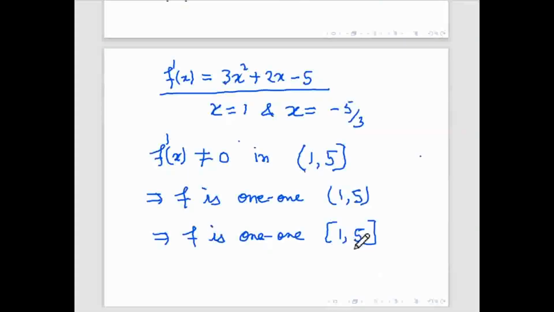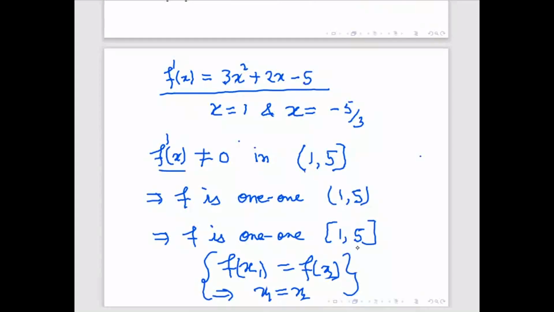That means there exist some points in that interval 1 comma 5, because if you choose 2 points x1 and x2 in this interval, f of x1 equal to f of x2. If this implies that x1 equal to x2, then we'll say it is one-one, right? Because this derivative is non-zero, this property will automatically be satisfied in this interval, closed or open.